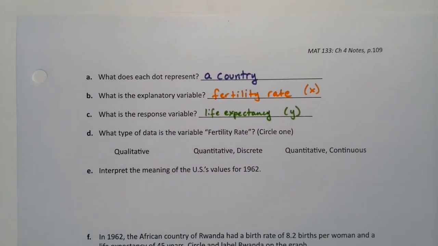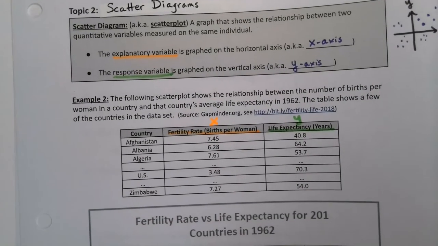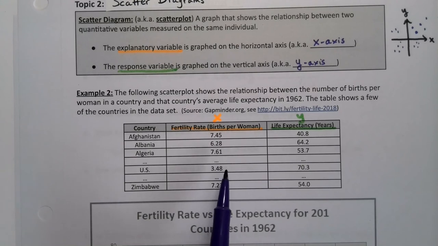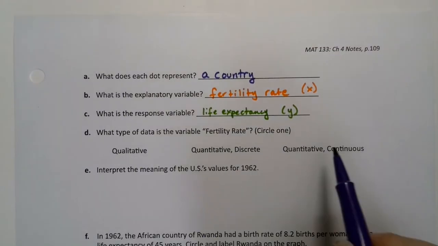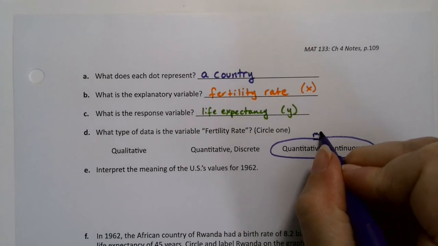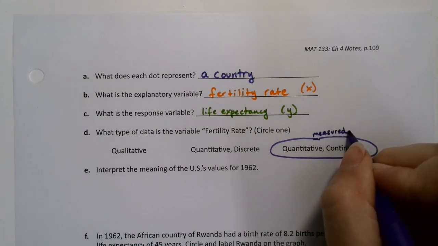All right, now fertility rate. What type of variable is that? So let's go back and look at the fertility rate for a second. So you can see fertility rate is right here. So it's a measured rate for your country, right? So that means it's a continuous variable. It's quantitative, it's continuous because it's measured. You're measuring it for the country.